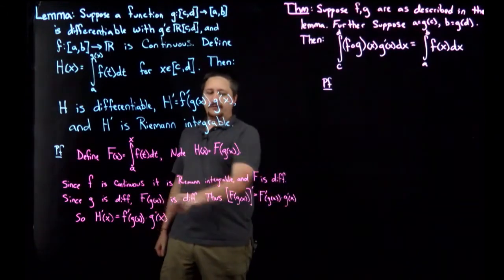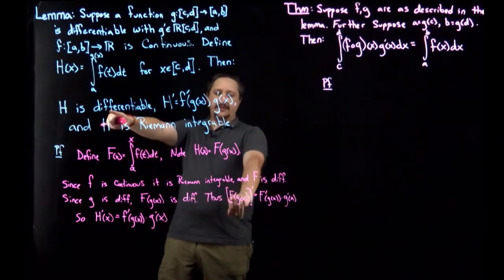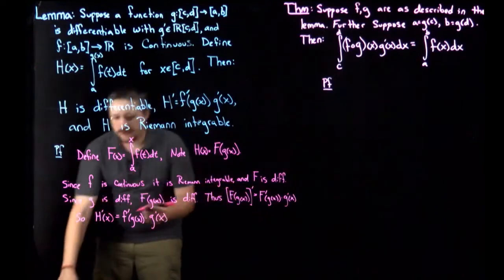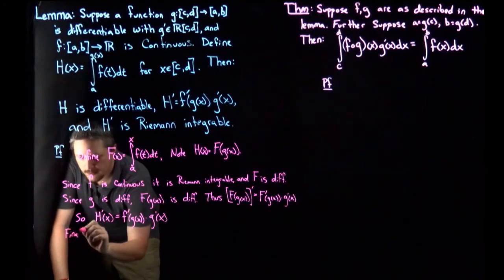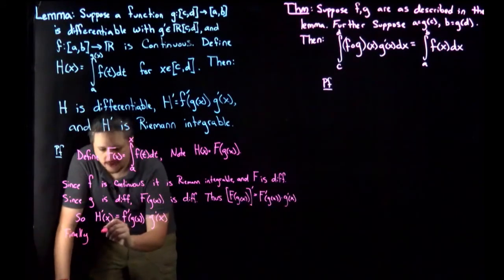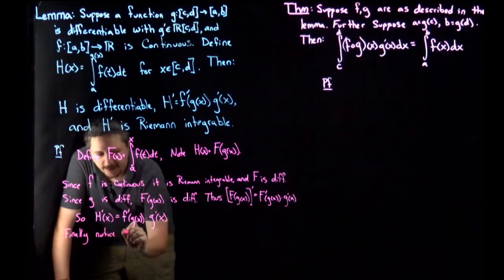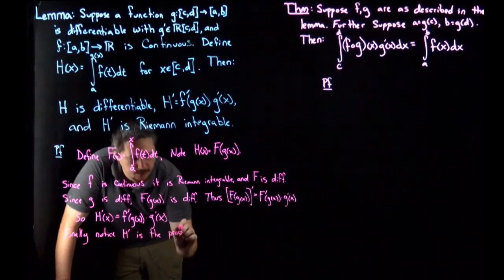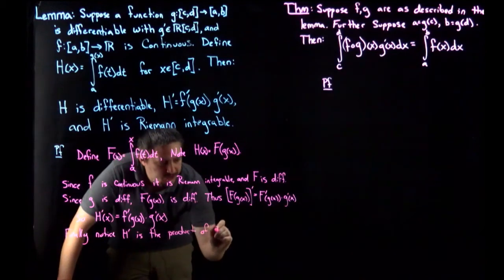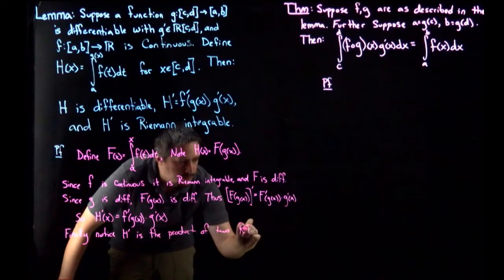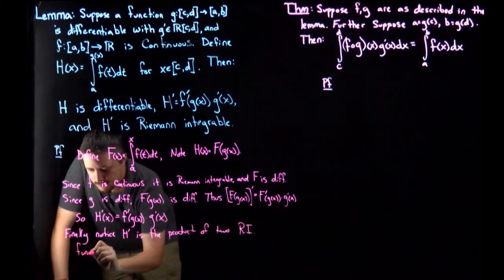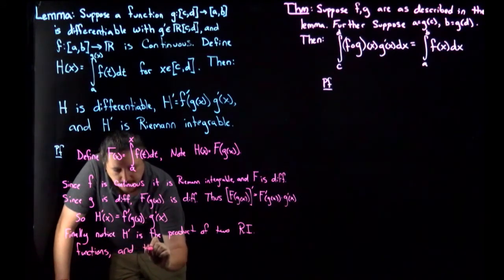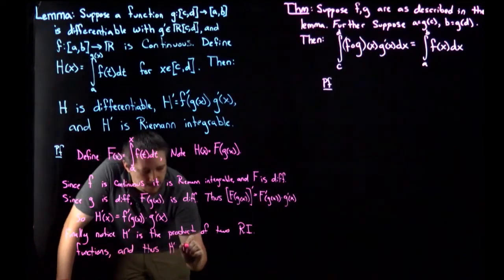So f of g of x, which is h, is differentiable. That was this piece. The h prime is exactly that thing. That's the second piece. Finally, I want to claim that h prime is Riemann integrable. Apologies for handwriting getting a little bad at the bottom here. Finally, notice that h prime is the product of two Riemann integrable functions, and thus h prime is Riemann integrable.